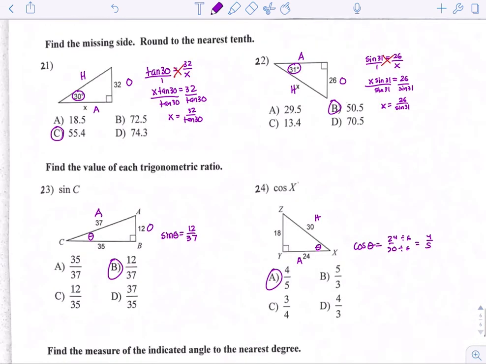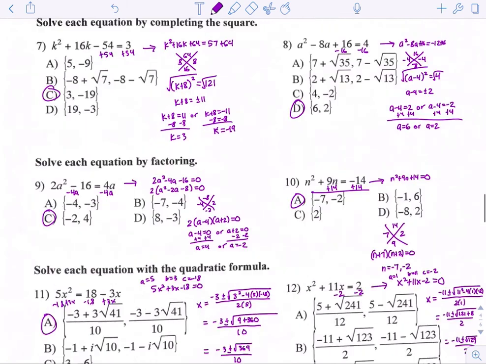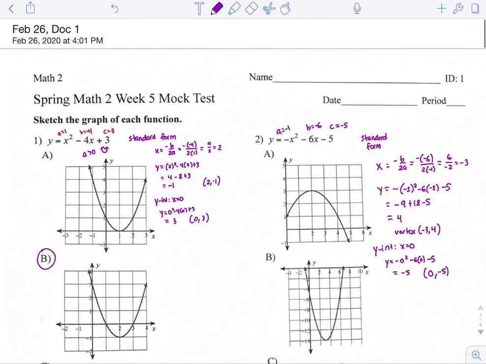So there's your mock test. Nice review of old stuff and some good stuff of the new stuff.